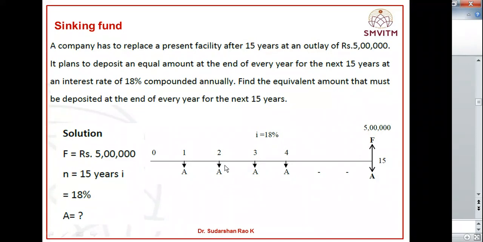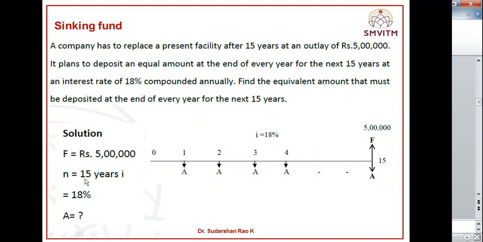It plans to deposit an equal amount at the end of every year for the next 15 years at an interest rate of 18% compounded annually. Find the equivalent amount that must be deposited at the end of every year for the next 15 years. That is, how much they have to deposit for 15 years in order to get 5 lakh rupees after 15 years at 18% interest rate.